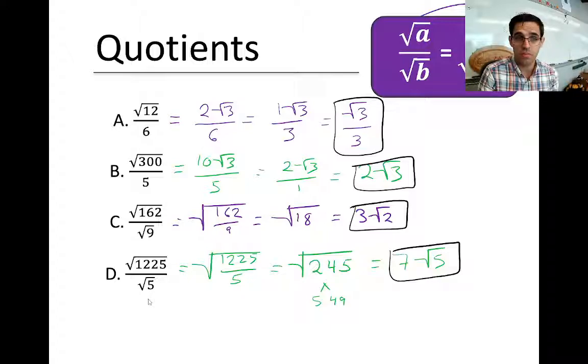Example D, we're going to do the same thing. I'm going to bring the numerator and the denominator under one full radical. 1,225 divided by 5 is 245. So this simplifies to the square root of 245. And let's see here, the calculator told me that 245 is 5 times 49. So I can pull a 49 out of there as a perfect square and simplify this to be 7 root 5. Alright, that's how you divide with radicals.